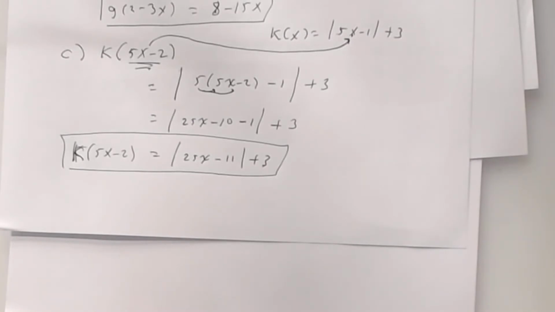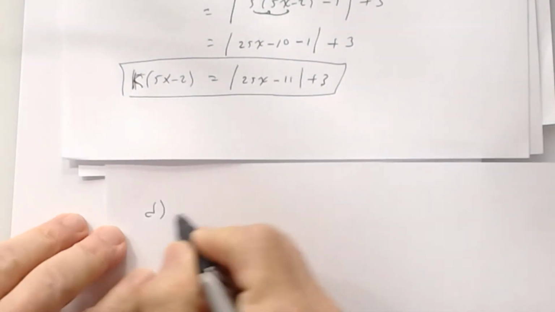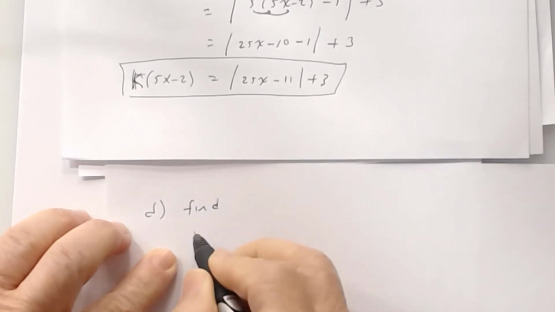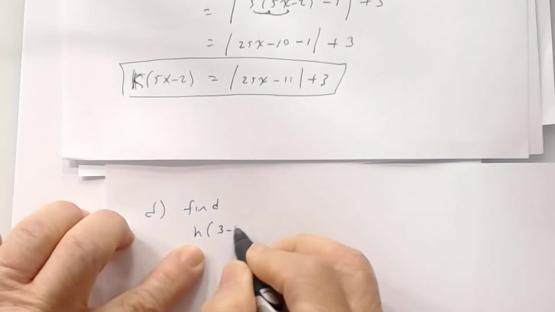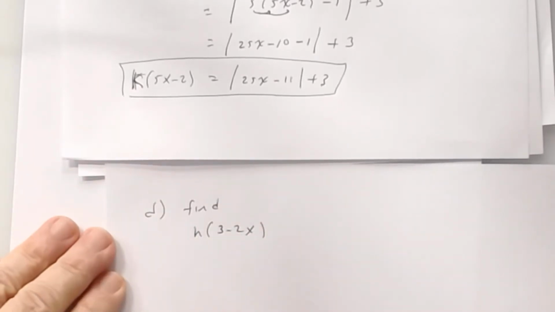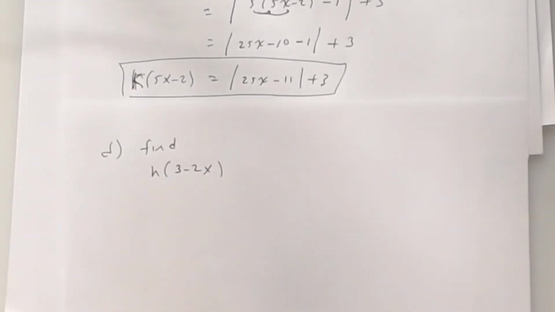All right, so notice the difference between A and B. I'm sorry, A and C. A and C. Okay, one more. Let's look at D. This time, let's say D, you want to find h of 3 minus 2x. H of 3 minus 2x.